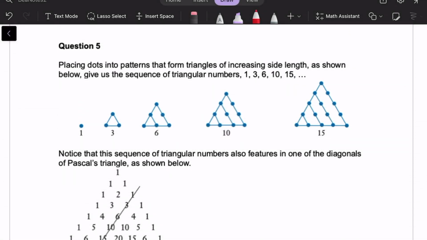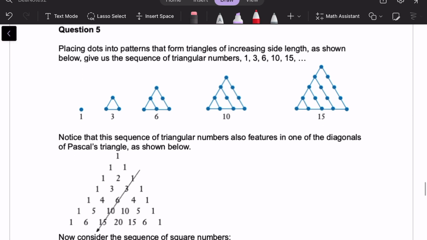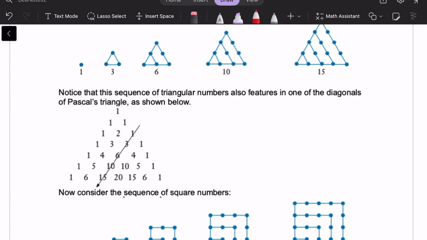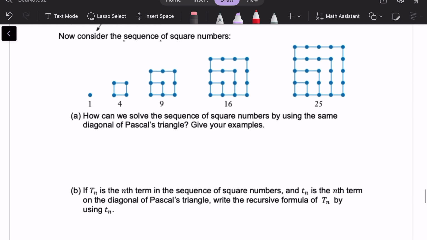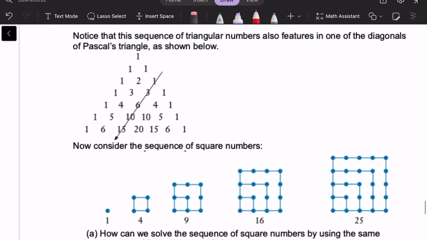We are finally up to the last question, which is about placing dots into patterns that form various shapes. The first shape is a triangle. If you place the dots into triangle forms, you can get the triangular numbers 1, 3, 6, 10, and 15, etc. And it also mentions this is the third diagonal in Pascal's triangle. You can also arrange them into squares, which makes the square numbers. So the first question is, how can we solve the sequence of square numbers by using the same diagonal of Pascal's triangle?